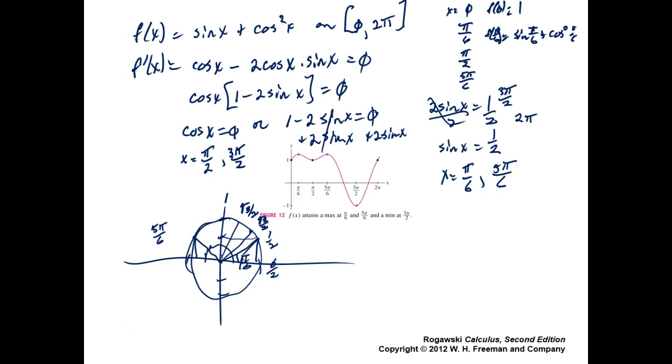I'm looking at pi 6. The sine of pi 6 is 1 half. The cosine of pi 6 is the same as the sine of pi thirds, and this would be square root of 3 over 2. Square root of 3 over 2 squared would be 3 over 4. So you have 1 half plus 3 fourths, so that would be 1 1/4.